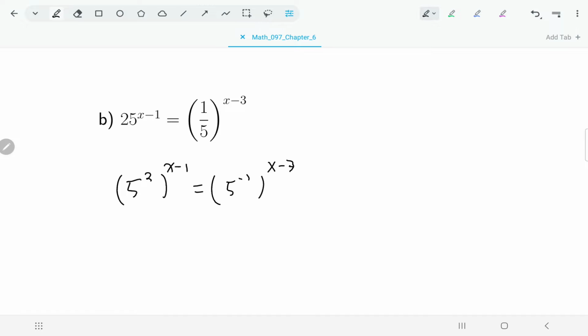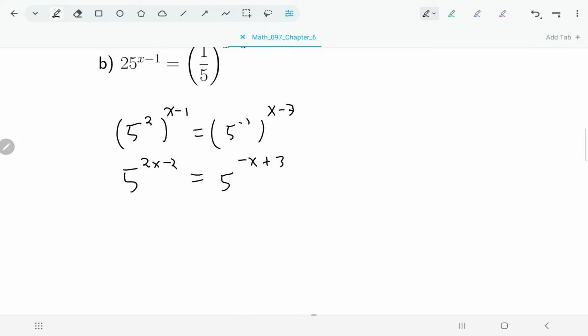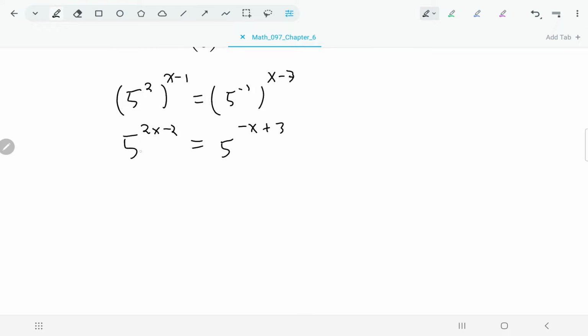And now I'm just going to use my exponent properties. When you have powers raised to powers, we multiply the exponents together. So 5 squared to the x minus 1 becomes 5 to the 2 times x minus 1, or 2x minus 2. And on the right side, 5 to the negative 1 to the x minus 3 becomes 5 to the power of negative 1 times x minus 3, or negative x plus 3. And now that we've got two exponential functions equal to each other with the same base, I can say that the powers must be equal. So 2x minus 2 should be equal to negative x plus 3.